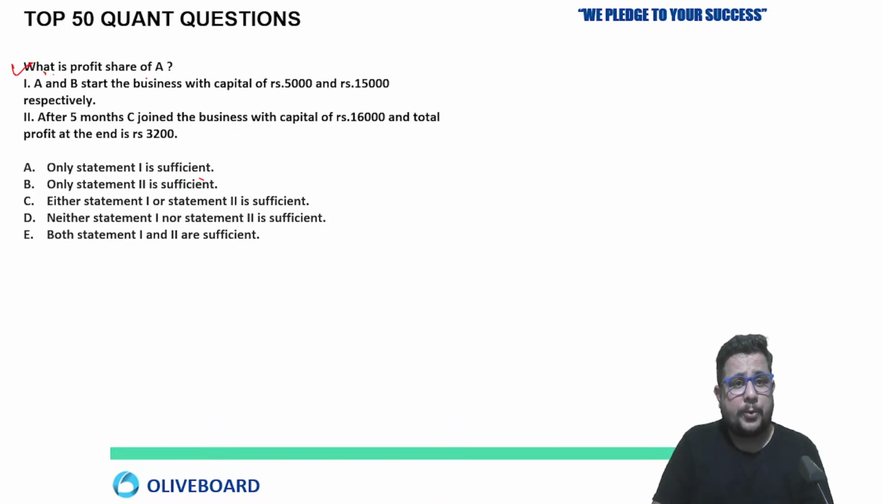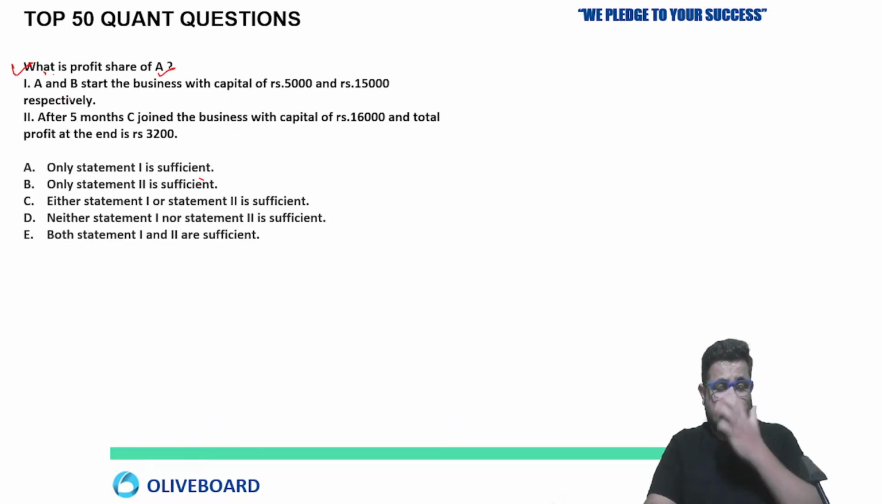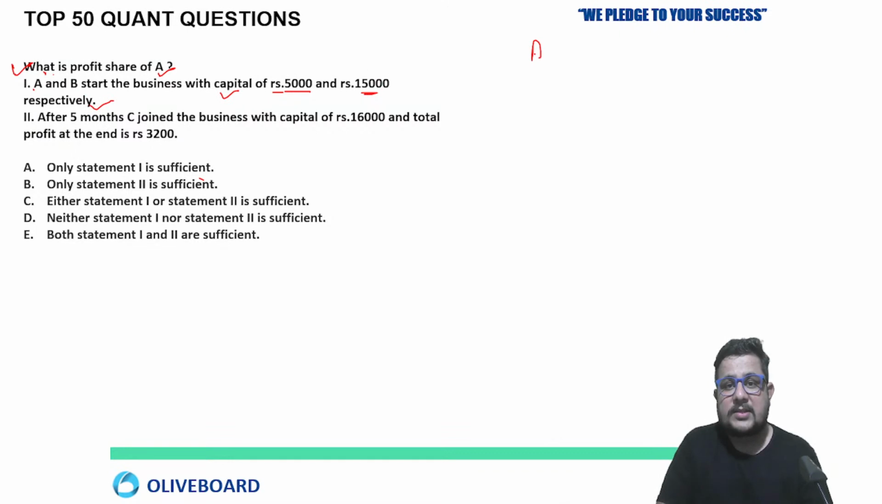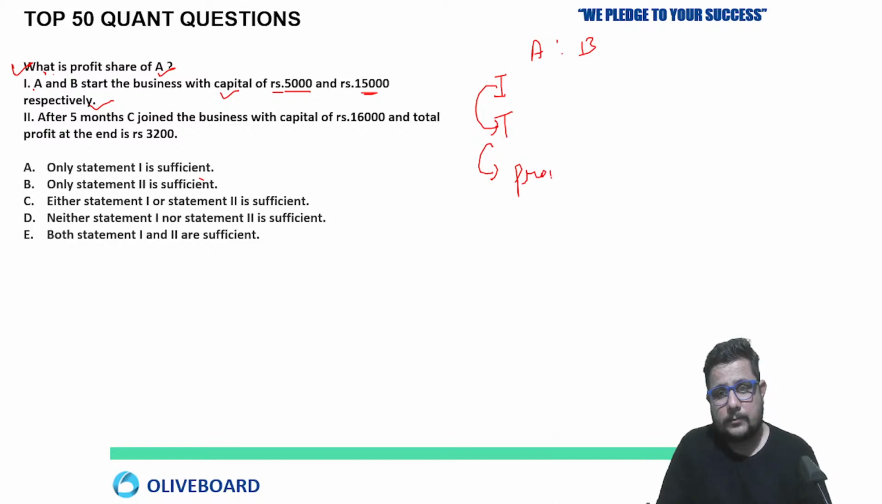Second one, what is the profit share of A? A and B start the business with capital of rupees 5,000 and 15,000 respectively. So profit depends on what? See, for profit you must know the investment. You must know their time. Then you can easily find out the ratio, right? And you must have something about profit. Total profit is given, or any 1% profit given, so you can compare. Investment multiplied by time will give you the profit ratio.